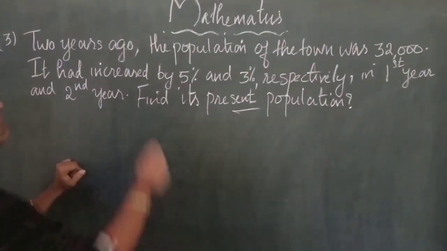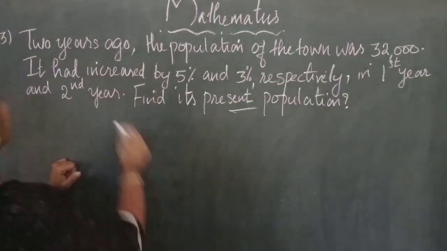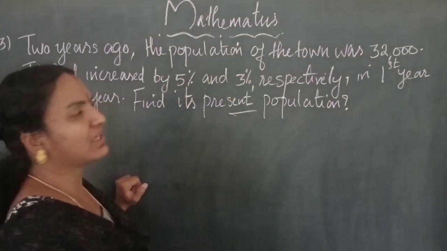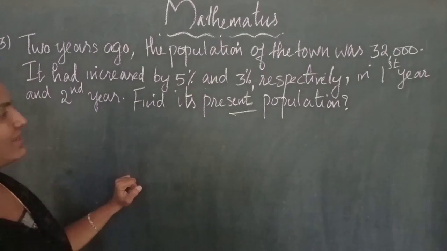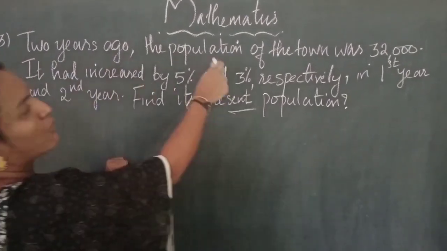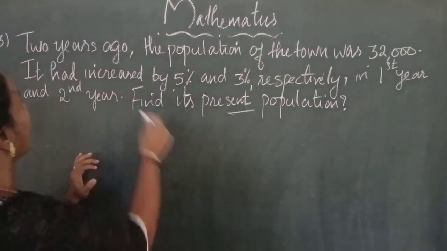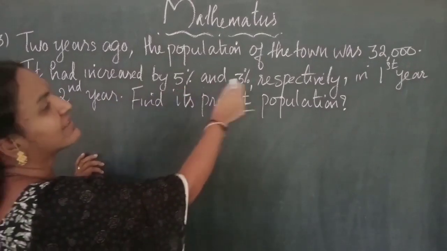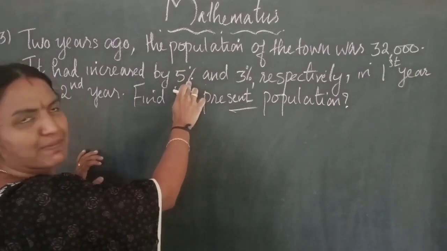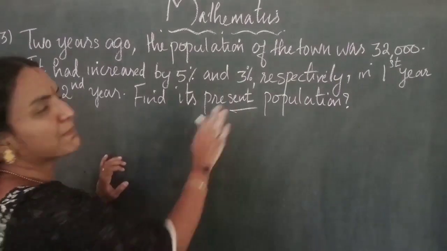Question number 3. 2 years ago, the population of the town was 32,000. It had increased by 5% and 3% respectively in first year and second year. Find its present population. So P is equal to 32,000 and increased by 5% and 3% in first year and second year. So first year, the rate is 5% and second year the rate is 3%. We have to find the present population.